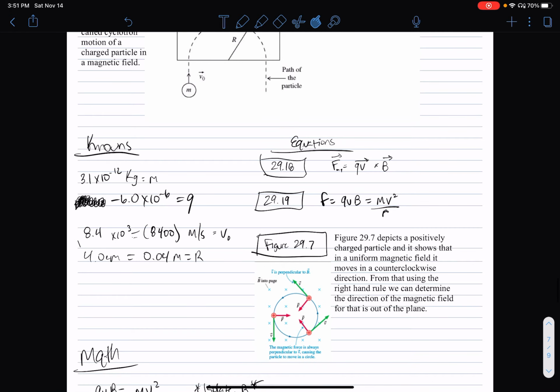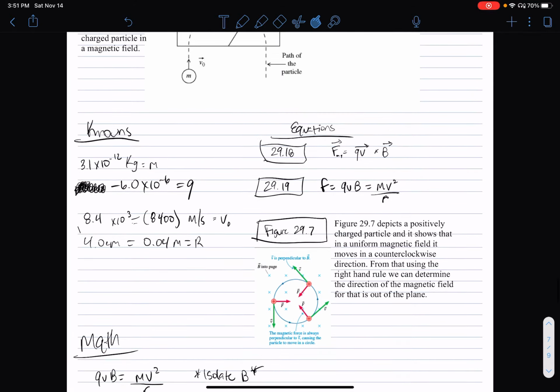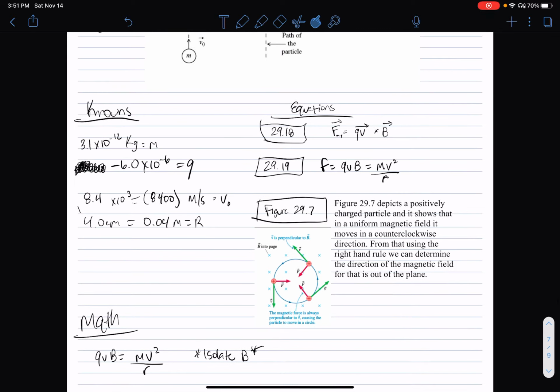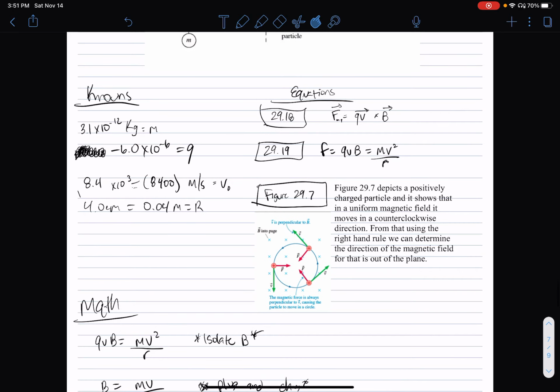Some of the equations and concepts that we'll be using today is equation 29.18, which shows that the force on Q is equal to QV times B. And then the next equation that we're going to use is 29.19, which states that F is equal to QVB, which is also equal to MV squared over R. And this is what we'll be using to actually solve this problem.